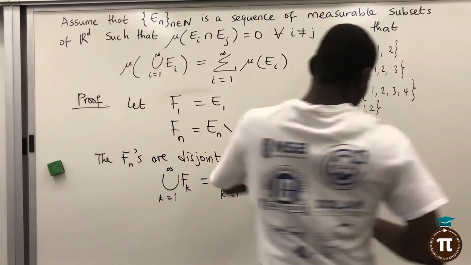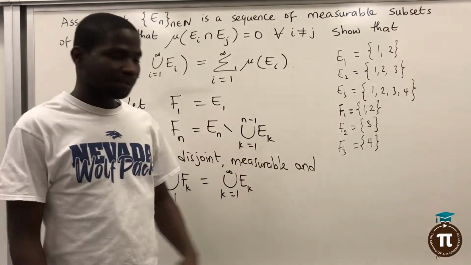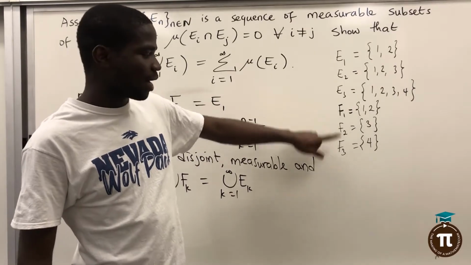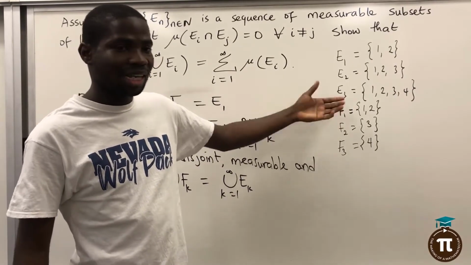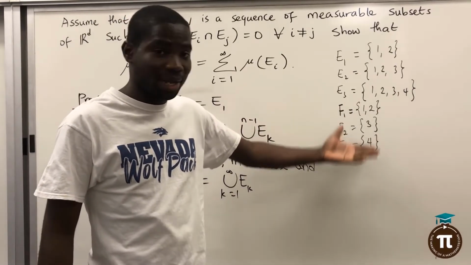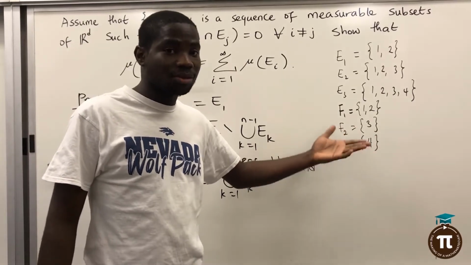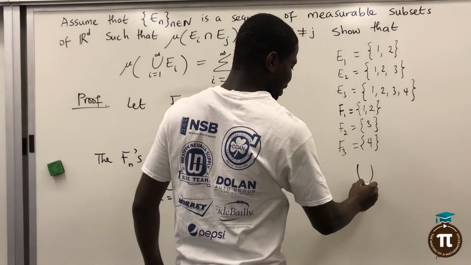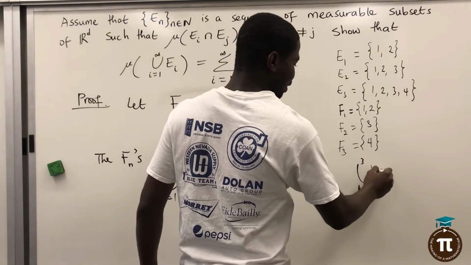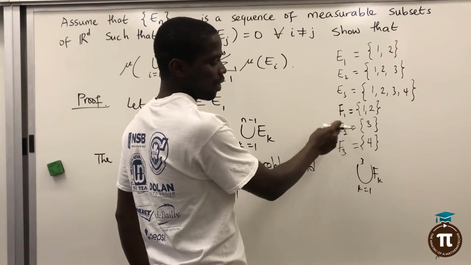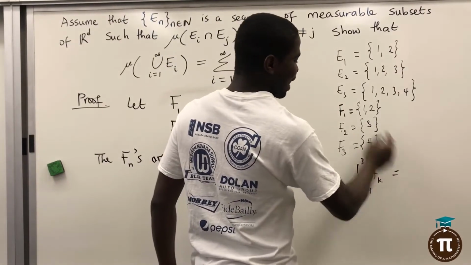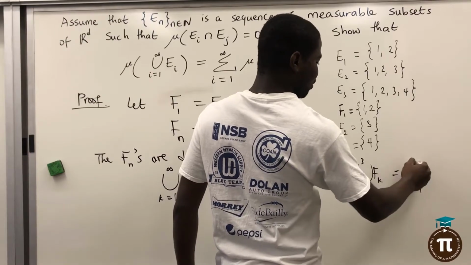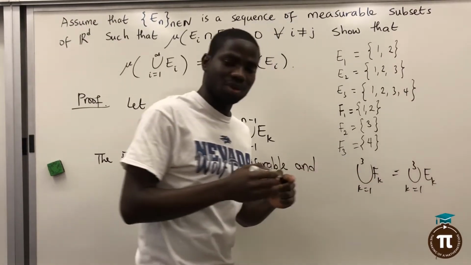So basically, what does this say? You can see that F1 and F2 are disjoint, F1 and F3 are disjoint, F1, F2, F3, they are all disjoint. There is no common element between them. Their intersection is empty. And if you take the union of k starting from 1 to 3 of Fk, that is the union of F1, F2, and F3, you will see that it will exactly be the same as the union of k starting from 1 to 3 of Ek. That is what this is saying.